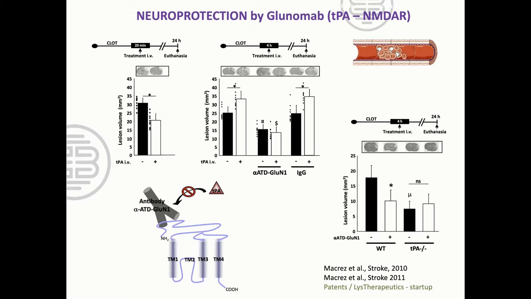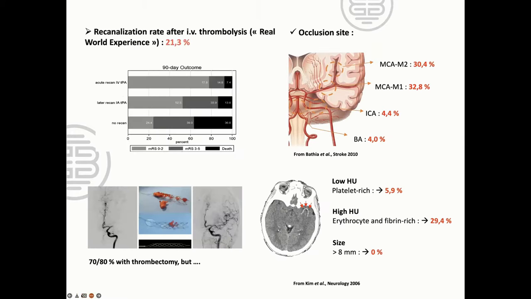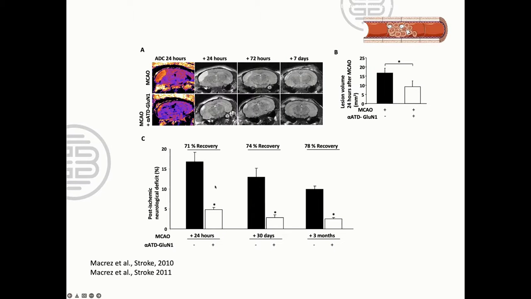So we look at the functional recovery using this model. And here you can see that when we used glunomab, and if we look at the neurological deficit, we have a clear beneficial effect when we evaluate this beneficial effect at 24 hours. And this beneficial effect is still there after 1 month and 3 months. So demonstrating that preventing the deleterious effect of TPA is clearly beneficial.